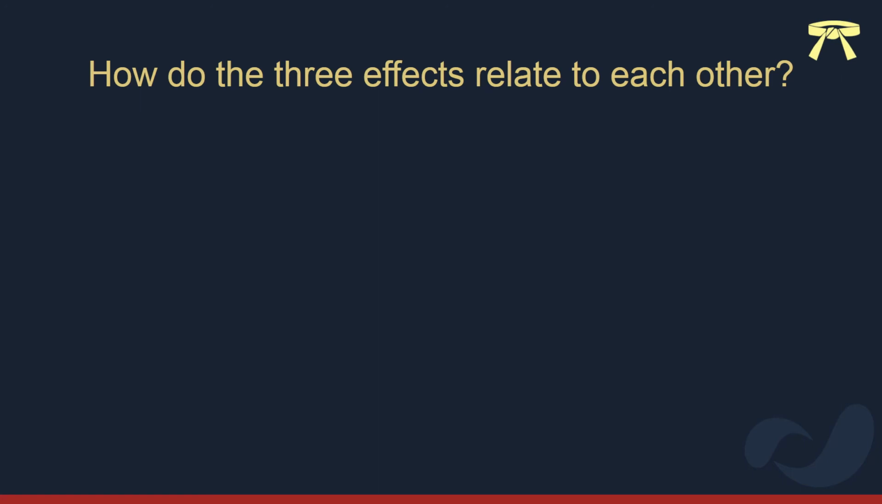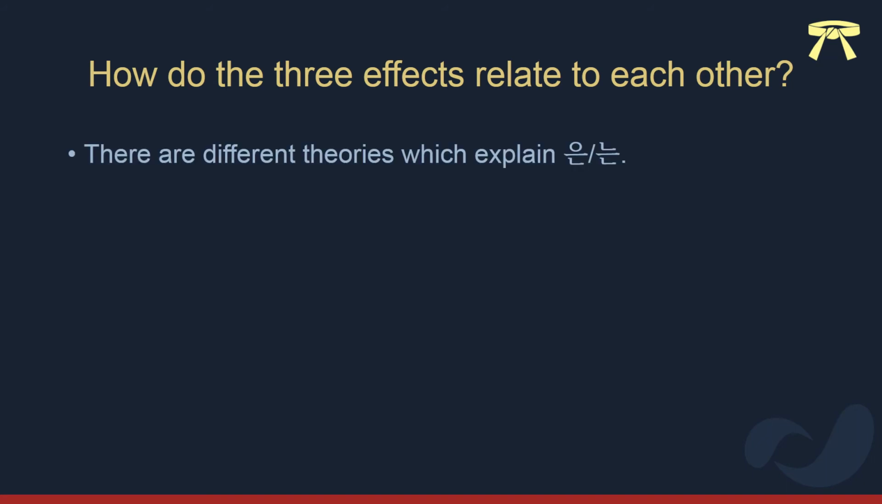So, nun's topic and contrast effects are well acknowledged and widely accepted in linguistics. But the question is, how do these effects relate to each other? How can this one particle have different effects? Linguists have been debating this for a long time and can't agree on how to define this particle.